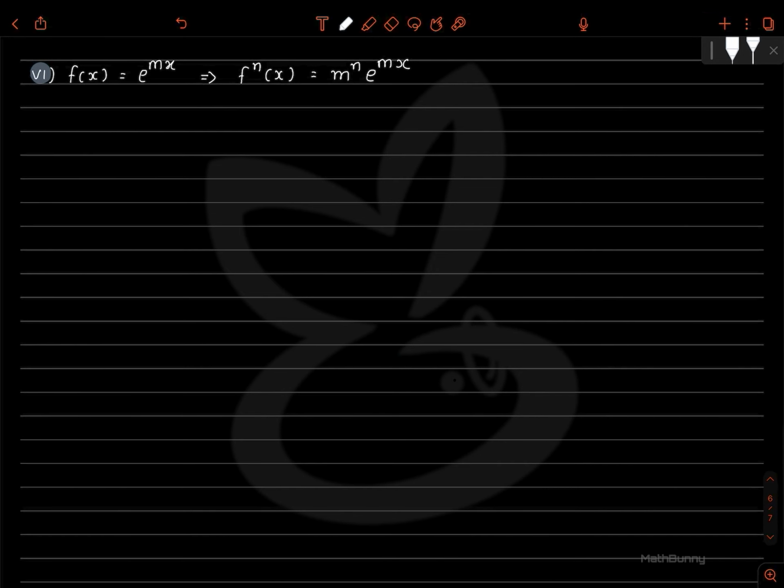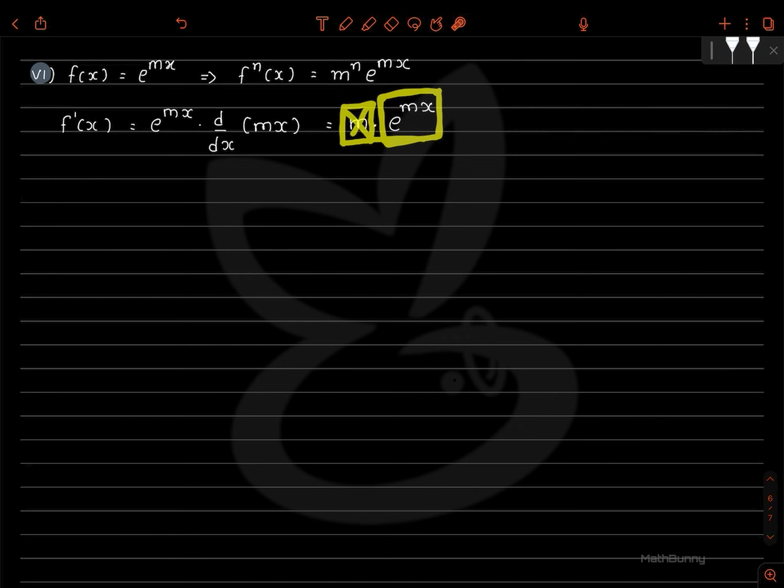Next formula is f of x is equal to e raised to mx. The f dash of x would be e raised to mx into d by dx of mx, which is equal to m into e raised to mx. Just like the previous example, the term e raised to mx has no impact on differentiating it. Only the term m keeps getting multiplied. So we can directly write the nth derivative of this function would be equal to m raised to n into e raised to mx.